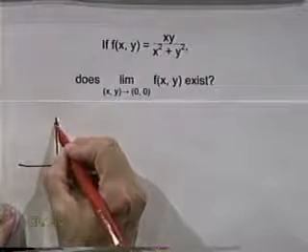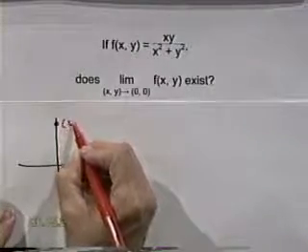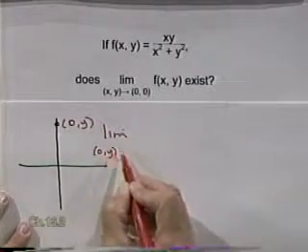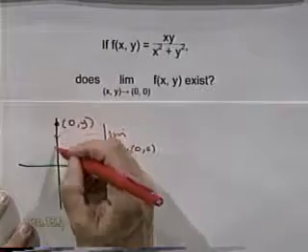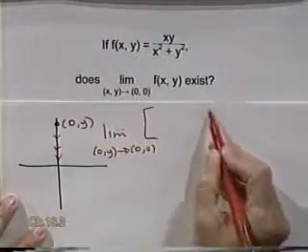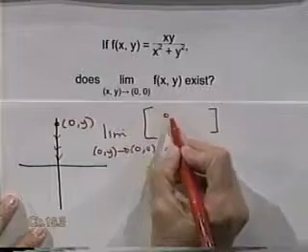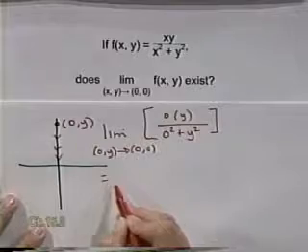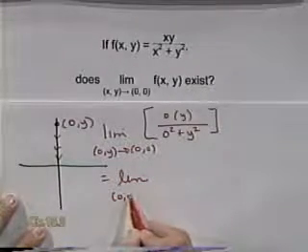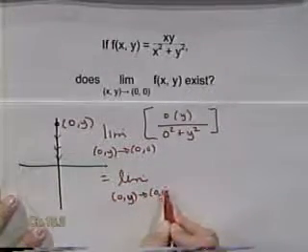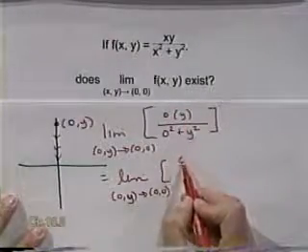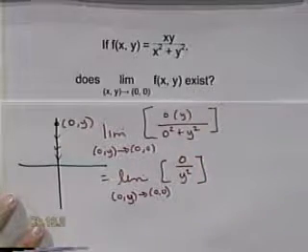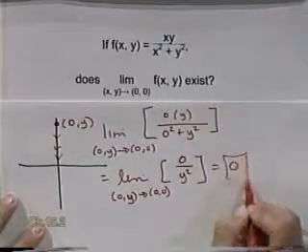Well, a point on the y-axis is x is 0, y is y. So we're taking the limit as (0, y) approaches (0, 0), and we're coming down this way. Again, we're plugging 0 in for x, y in for y. And I get the limit as (0, y) approaches (0, 0) of 0 times y, which is always 0, over 0 squared plus y squared, which is y squared. 0 divided by any non-zero number is 0.